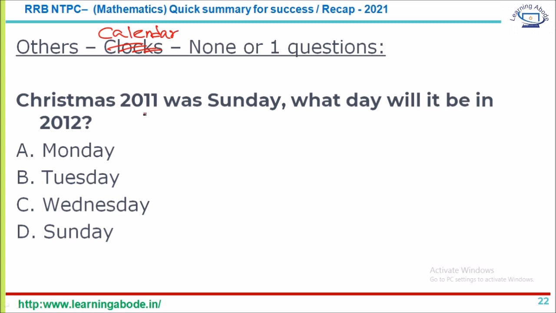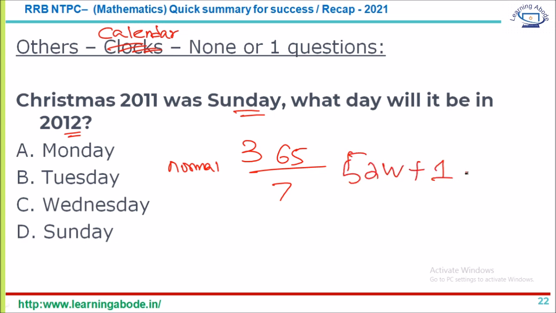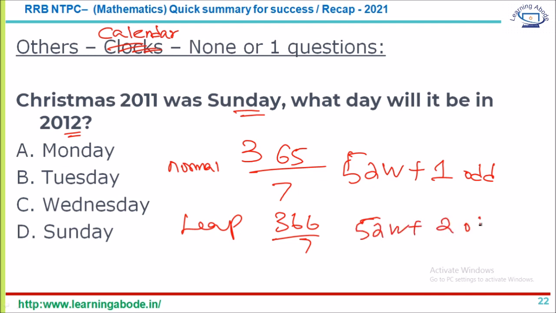Okay, so Christmas 2011 was Sunday. What will be the day in 2012? So as you know, any normal year has got 365 days, which means 7 days a week. So 52 complete weeks and one extra day, that is called the odd day. And in case of a leap year, you will have 366 days, so 52 complete weeks and 2 odd days.